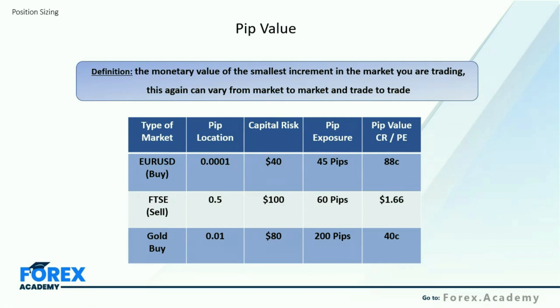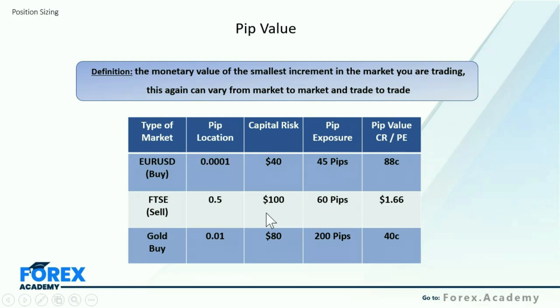So again, this is very, very useful information for you to hold as a trader. So regarding the FTSE, the pip location 0.5, that's important to acknowledge. But in this case, we happen to be trading a $100 trade. So that's the percentage of our capital we decide to contribute to this trade. But this time we have a pip exposure of 60 pips, and that's the difference between our entry and our exit price. But the capital risk is slightly greater.